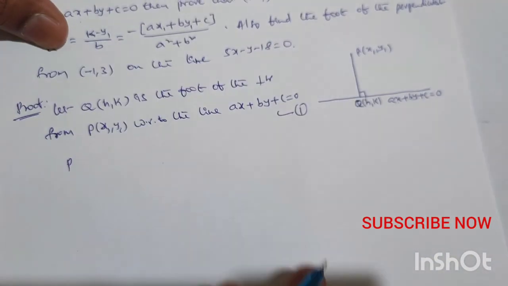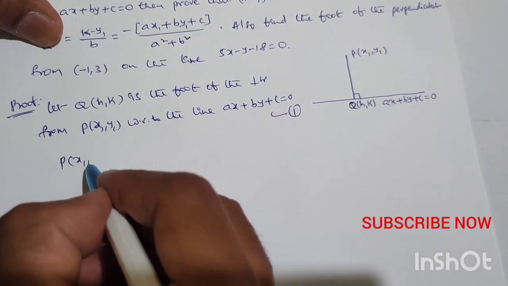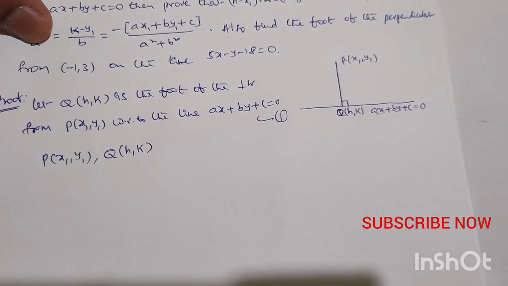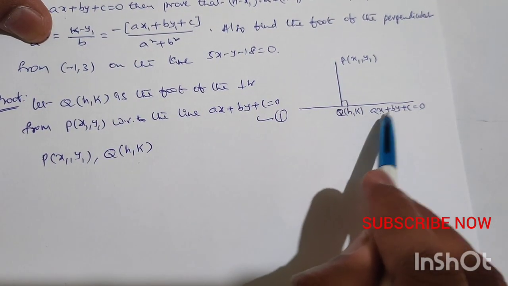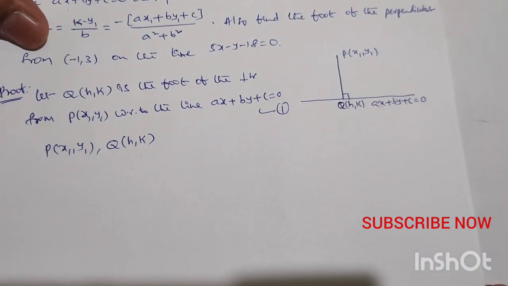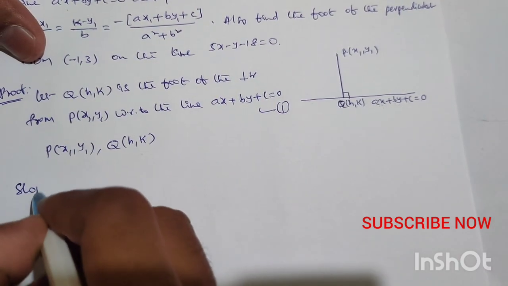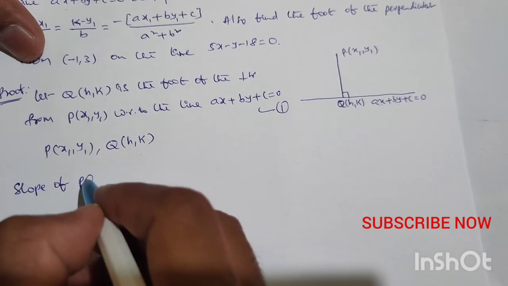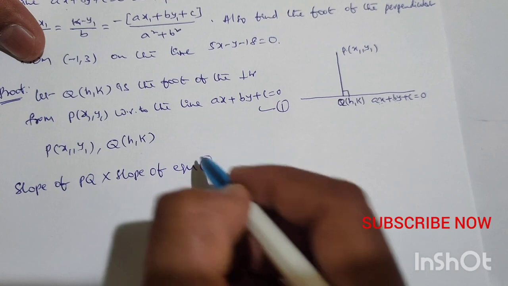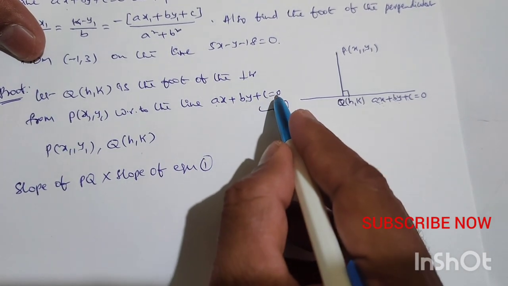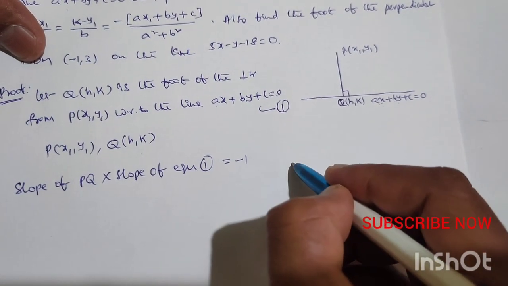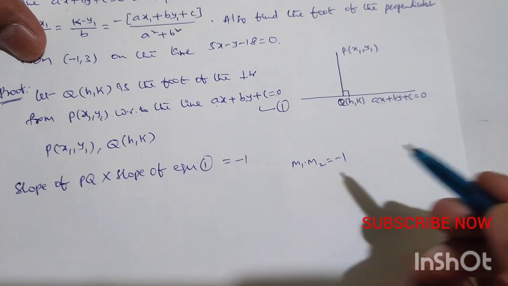P point x1 y1 and Q point h comma k. So here PQ is perpendicular to ax plus by plus c equals to 0. When two lines are perpendicular, the product of their slopes equals minus 1. So slope of PQ into slope of equation 1, that is ax plus by plus c equals to 0, M1 into M2 equals minus 1.